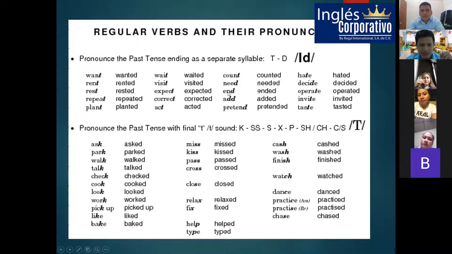Hated. Yeah. Tenemos need. Ah, no, ese ya lo vimos. Sorry. Need. Okay. Pretend. Pretended. Yeah, pretended. Y así sucesivamente con todos estos, right? Okay, very good. We're gonna run quickly with the T, con las que terminan en T, sin sonido.